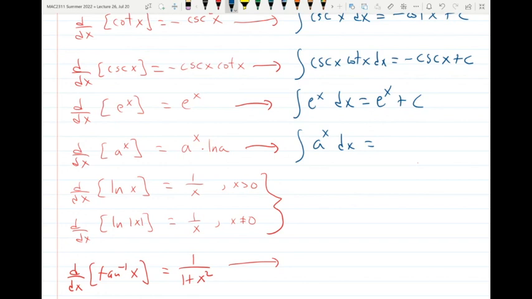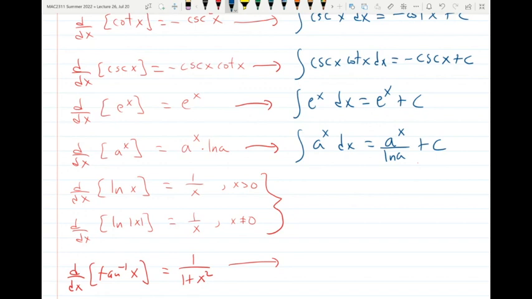Just think about what will cancel out this effect. Divided by that, right? Remember, you want to cancel stuff. So what will cancel the product effect of the derivative? Dividing by that. Yes? So this is going to be a to the x over ln of a. So what's the integral of 2 to the x? 2 to the x divided by ln of 2. Does that make sense? Okay.